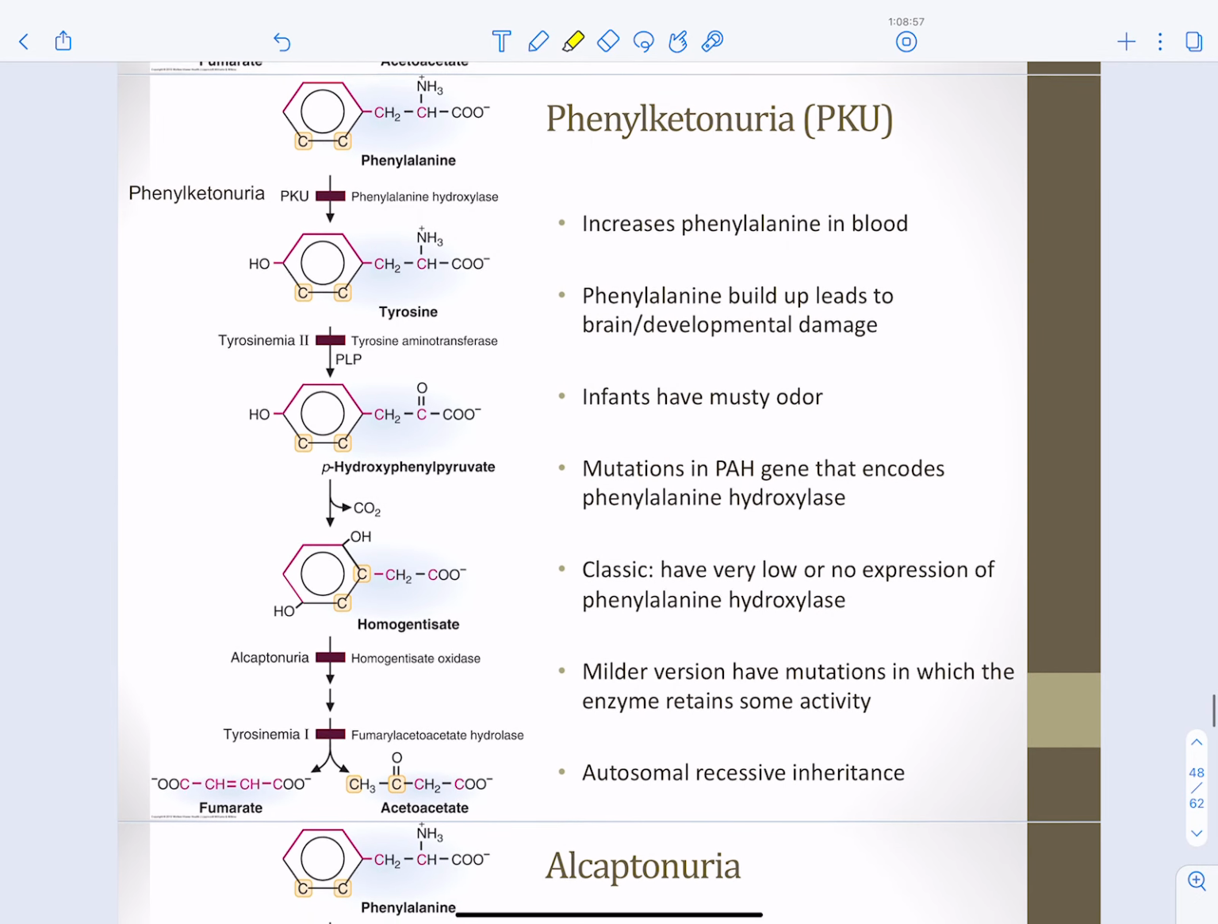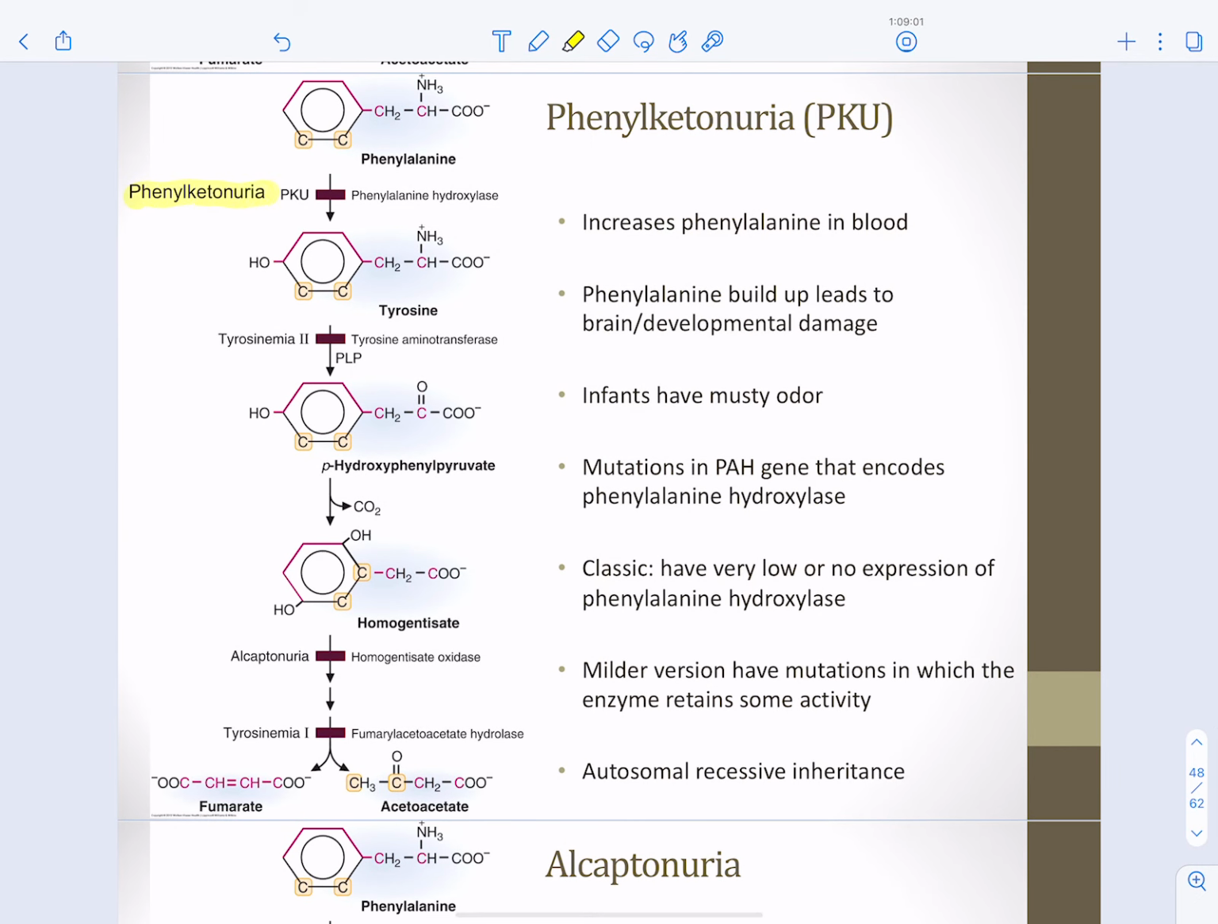Phenylketonuria, or PKU, involves a defect in this very first enzyme, so you're not going to be able to generate tyrosine. In this case, you have a buildup of phenylalanine, which is again going to lead to potential damage in the brain. In this case, instead of a cabbage odor, the infants have a musty odor.